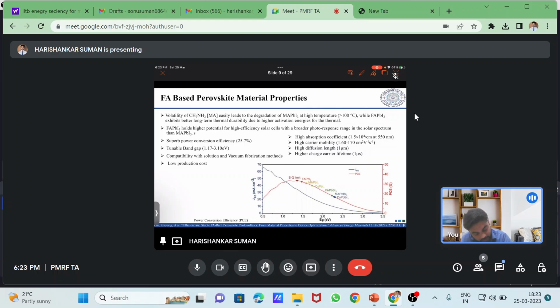Okay, so FA base is around the SQ limit, and the band gap can be tuned from 1.17 to 3.10, with good absorption coefficient value, high diffusion length, and charge carrier lifetime up to 1 microsecond. But FA base perovskite has a phase stability issue and fabrication challenge. Importantly, fabrication and stabilization of alpha phase pure perovskite film present an important challenge for the whole scientific community.